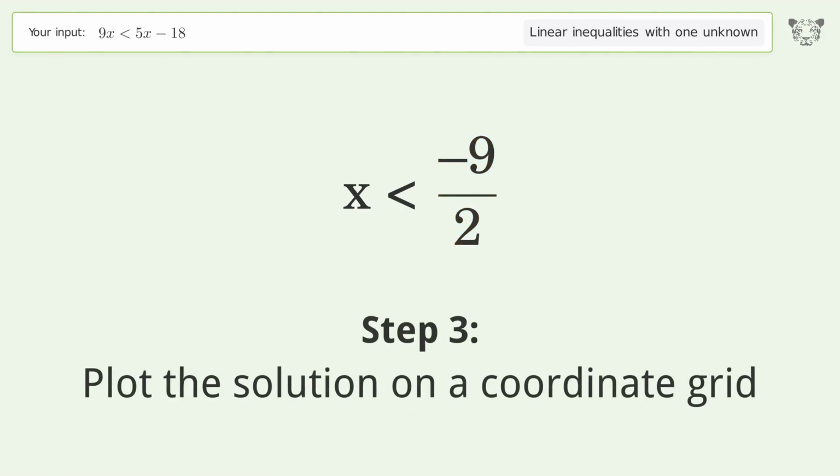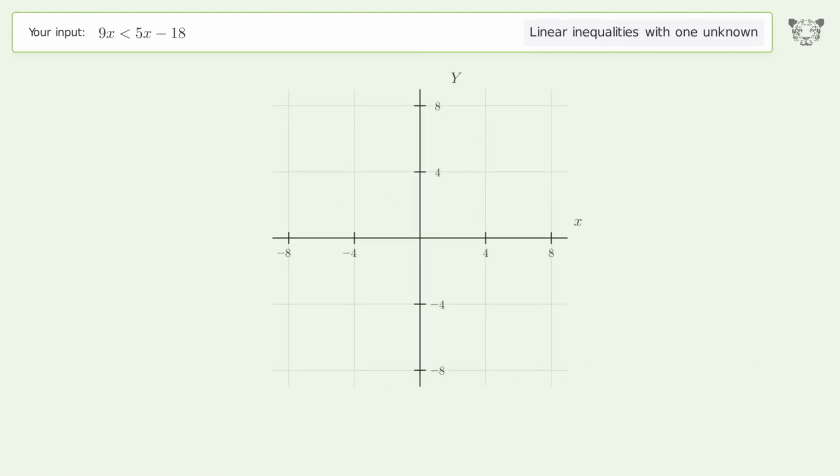Plot the solution on a coordinate grid. And so the final result is x smaller than -9/2 smaller than -41/2.